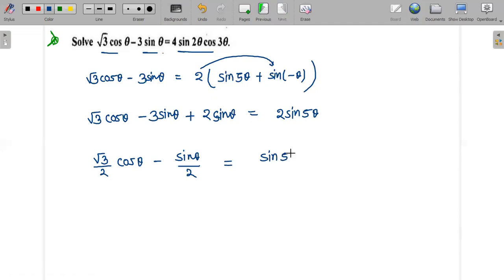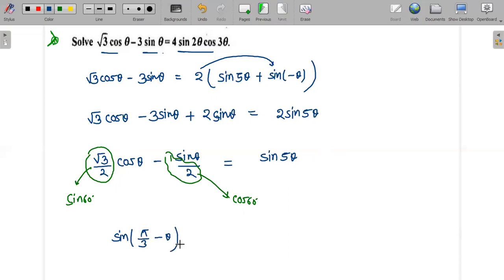Now you may read root 3 by 2 as sine 60 degree or cosine 30 degree. If you read root 3 by 2 as sine 60 degree, then remember your 1 by 2 along with this sine theta will become cosine 60. Now apply your trigonometric formulas again. This expression is nothing but sine of (pi by 3 minus theta) is equal to sine 5 theta.